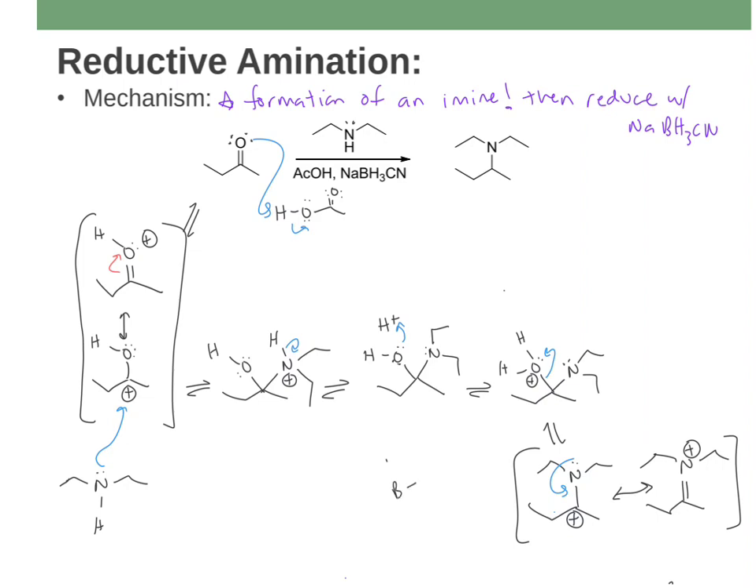Here's my BH3CN, and then my Na plus. And so it's at this point that my hydride is going to get spat out and then attack what was that carbonyl carbon, to kick electrons back up onto the N and make it neutral.